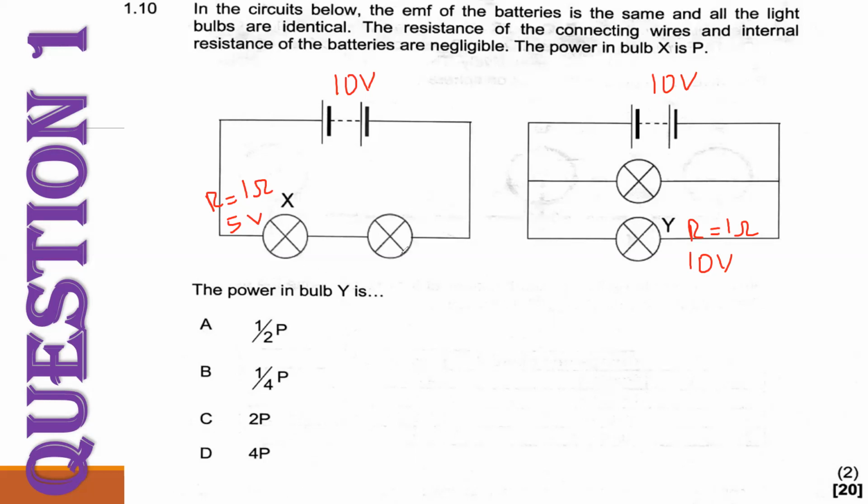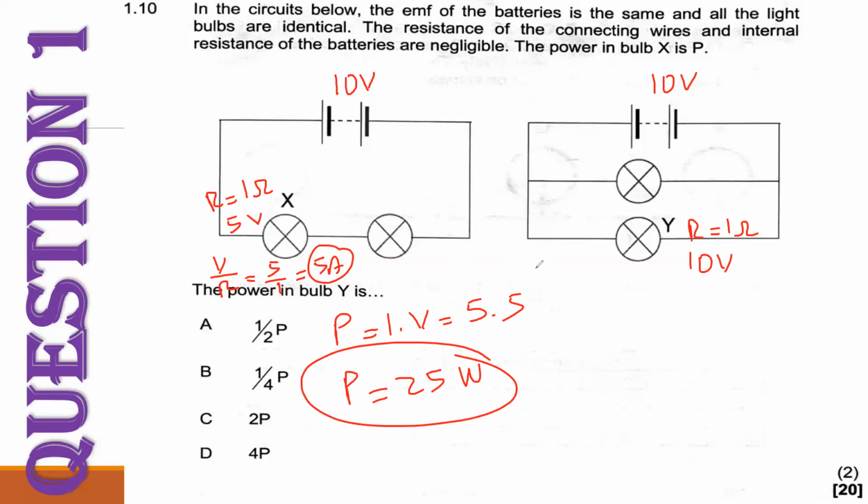So let's calculate for X first. What is the current for this? From Ohm's law, V over R. V is 5, R is 1, so current is 5A. So power equals I times V. Current is 5A, voltage is 5. So P equals 25 watts. You know the unit of power.